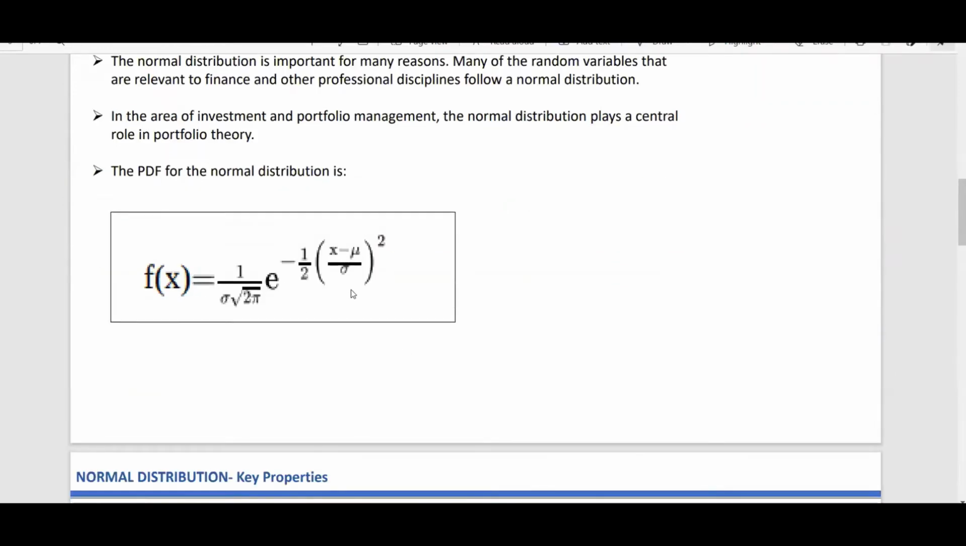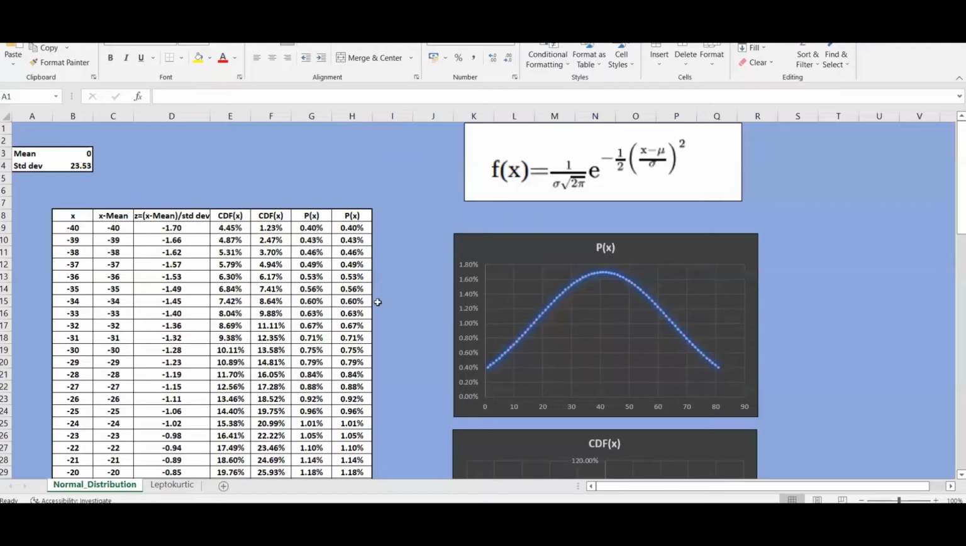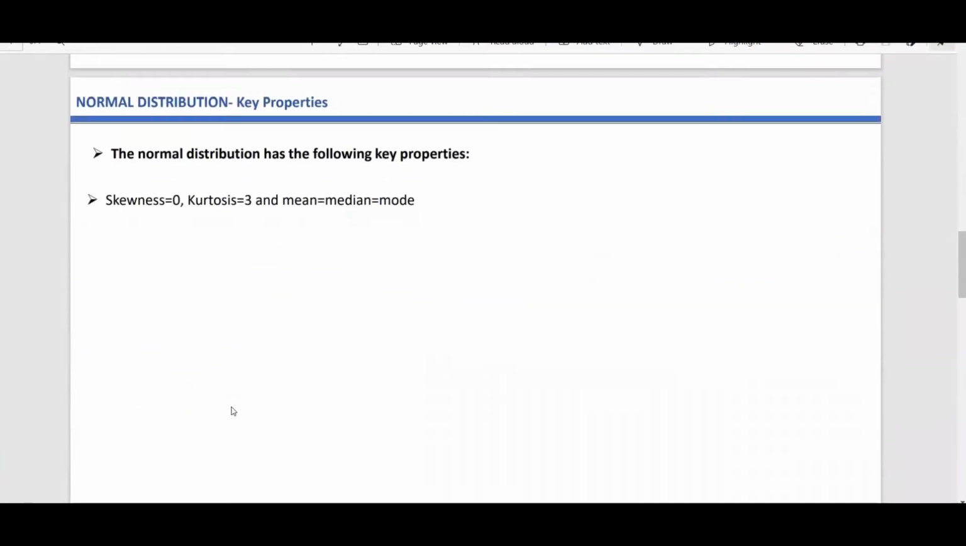And this is a formula that you need for the probability of a data point at a particular point. I'll demonstrate this when we go through it in Excel. Next is key properties, but I would like to touch upon the Excel worksheet to demonstrate normal distribution in detail, so that these properties would be quite clear to you.